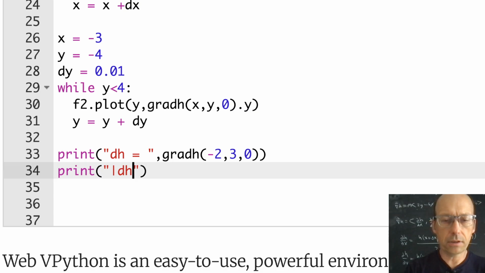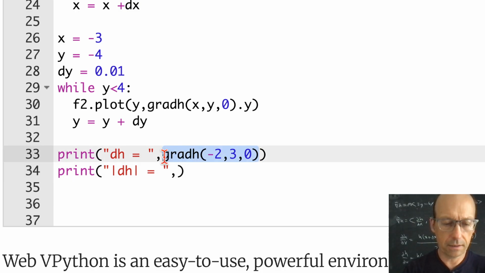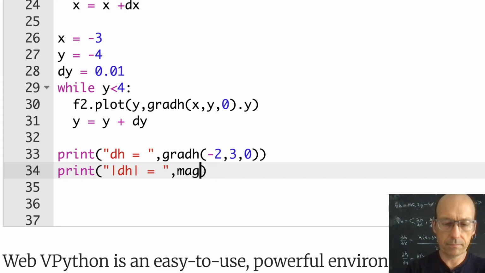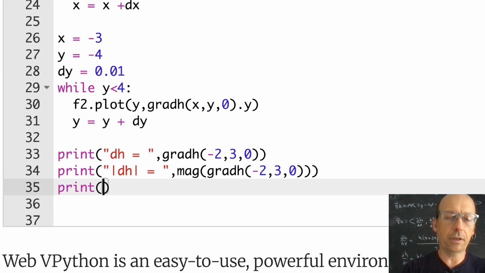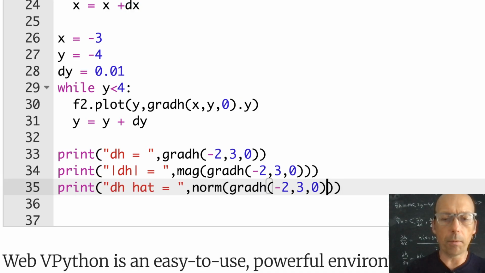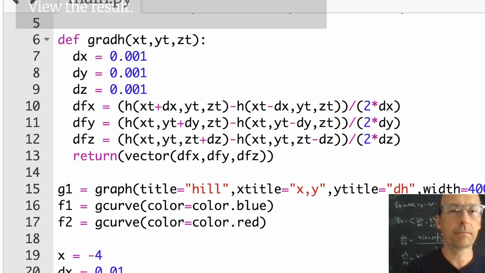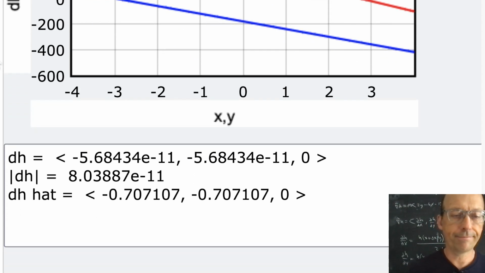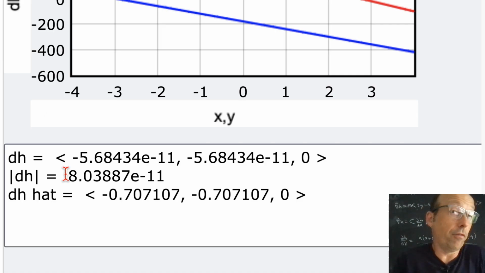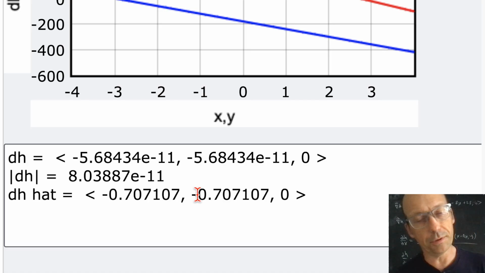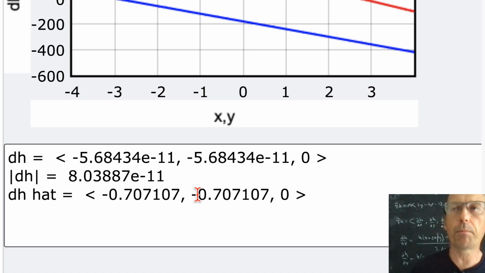All right, dh, which is the steepness. I mean, we already have that, really. It's just the mag of that. Remember, that is a built-in function in Web VPython. And then finally, let's print the direction, dh hat. And that's just using norm, also another built-in function. And there you go. So the slope is 0 at that point, right? Like we said. This doesn't really actually matter because the slope's 0. The question asks for the slope at another point, but I'm not going to do that.